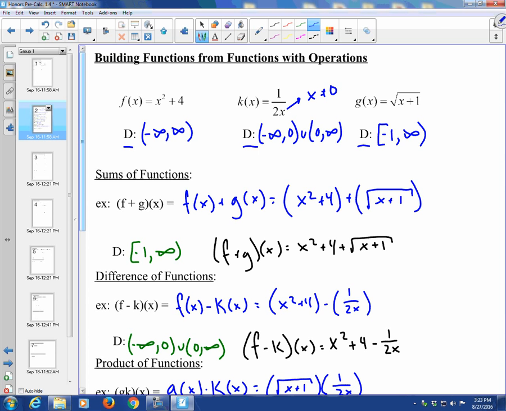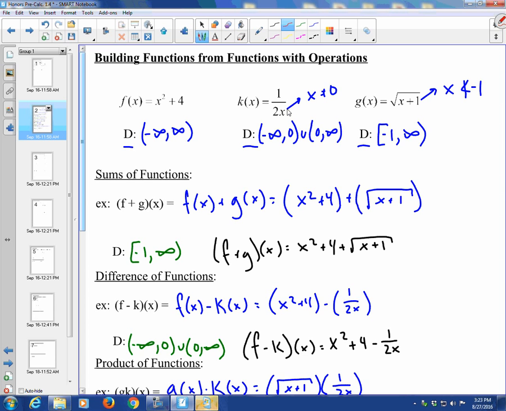And of course, g of x right here is the square root of x plus 1, and that means that we cannot have any x value less than negative 1 because it's going to make that expression underneath that even radical negative, and we can't have a negative under an even radical. So our domain is from and including negative 1 to positive infinity. Okay, so right here, let's look at first summing functions.